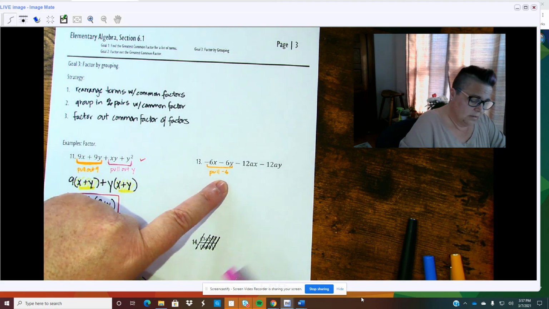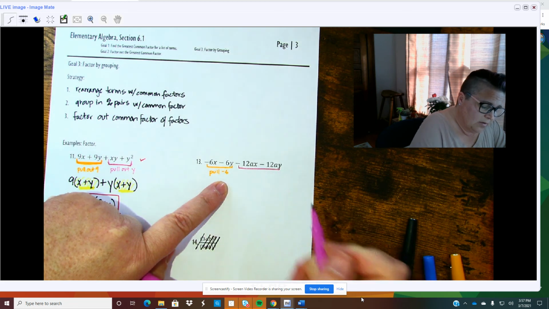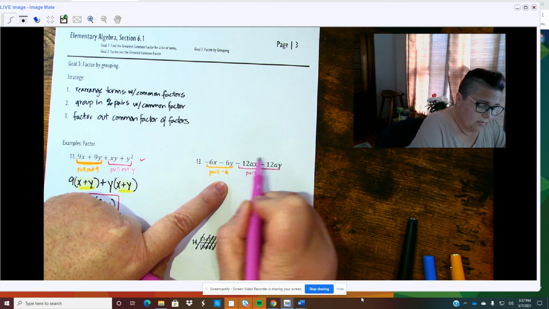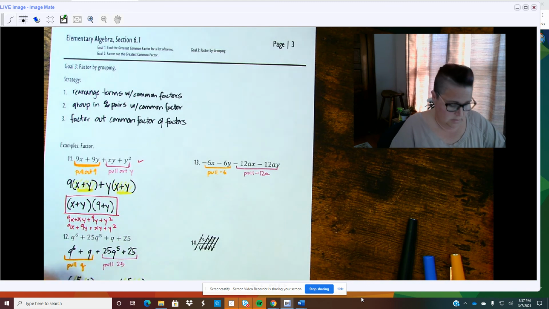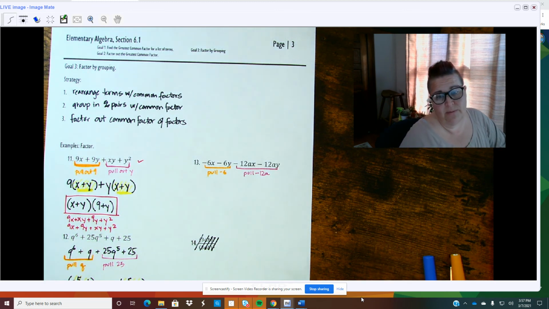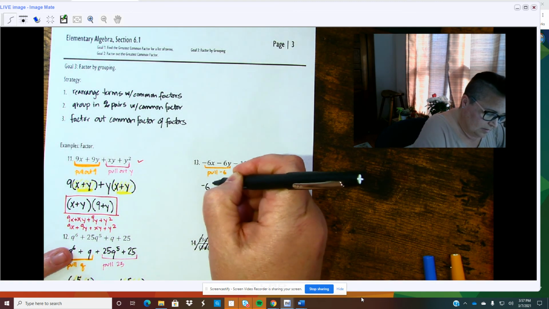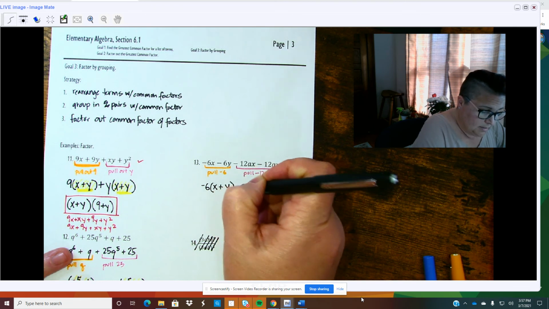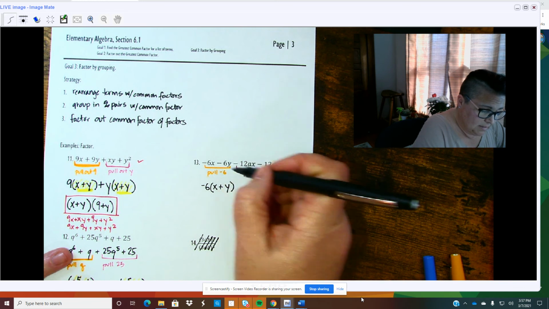The second one is a -12ax minus 12ay. I'm going to pull, since it starts with a negative, I pull a negative. I got a 12, and I think I can pull an a. Yep, that's in both of them. So I'm going to pull a -6 from the first pair, and I'm going to pull a -12a from the second pair. So this is going to give me a -6(x plus y). It's got to be plus, because negative times a positive will get me that minus sign.